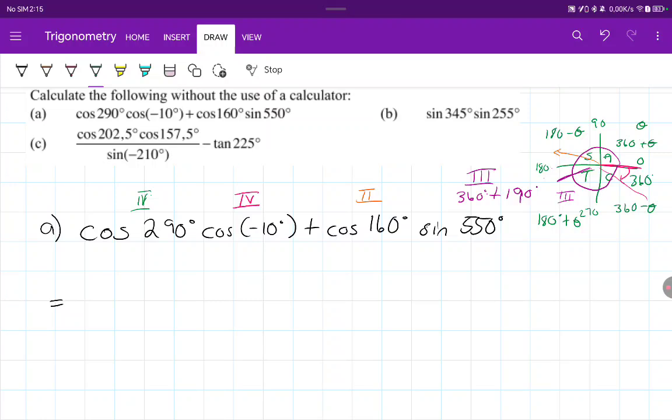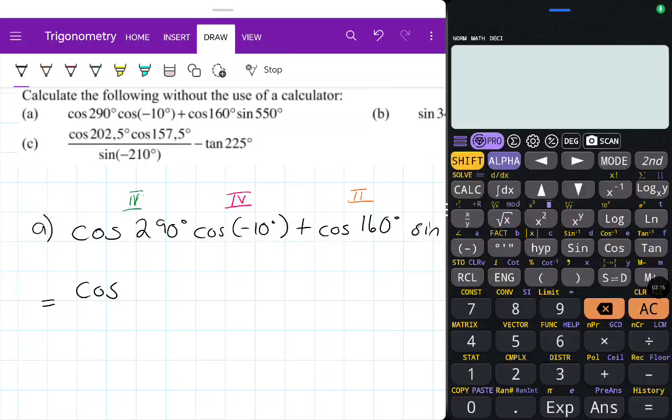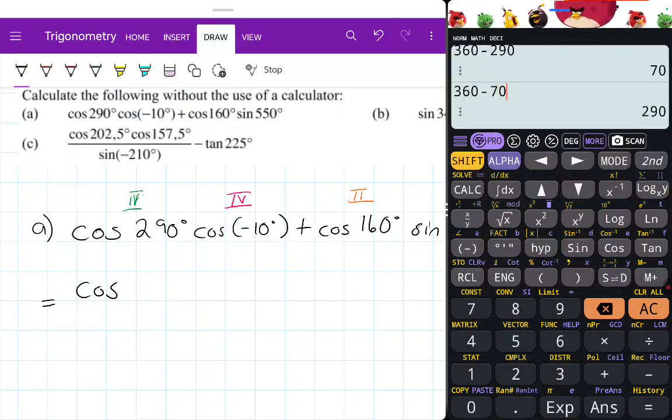For cosine of 290, we are in quadrant number 4. Now in quadrant number 4, we are closer to 360 than we are to 180, because we're over here, right? So we are going to use this line to make 290 degrees. Let me get the calculator. To get the angle, remember we want an answer that equals 290. So you're going to say 360 minus 290 gives us 70 degrees. In other words, 360 minus 70 gives us 290.